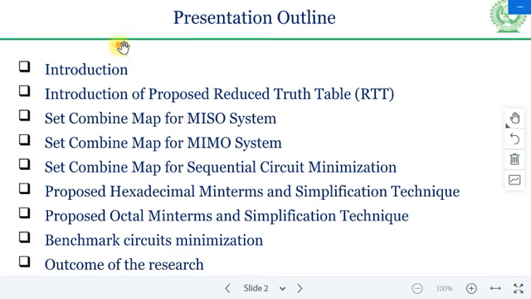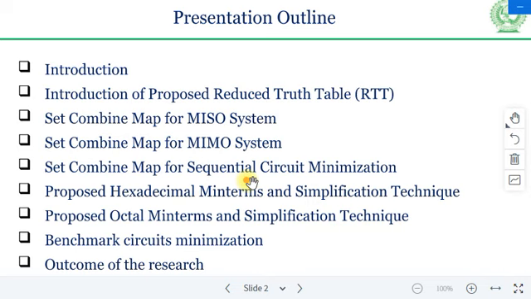So this presentation outline is the introduction, introduction of the proposed reduced truth table, that is RTT, and the set combined map for MISO system. MISO system is multiple input, single output system. It means here the number of input variables is more than one and the output is only one. And the newly developed map is called the set combined map. We also discuss the advantages of the set combined map.